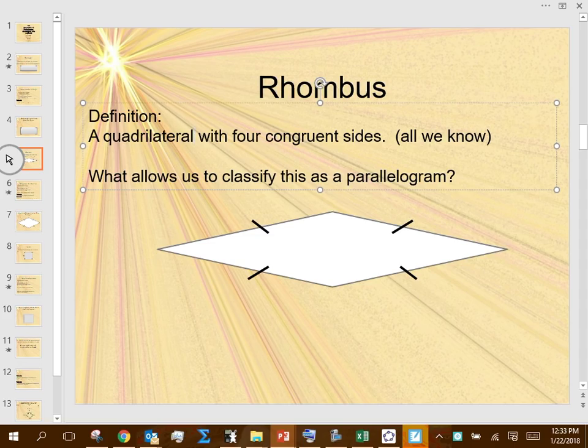Okay, so we've got a rhombus here. Some people like to call it a diamond. Diamond is really not a mathematical word. Okay, so rhombus is the word we're looking for.